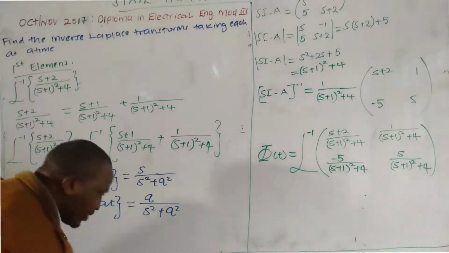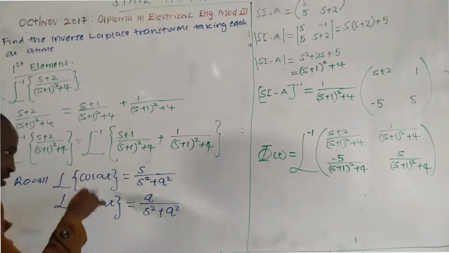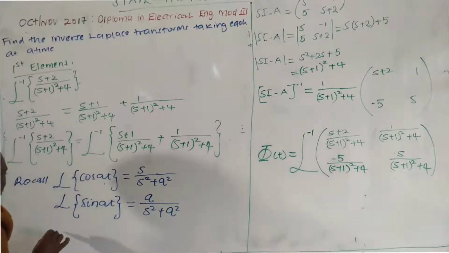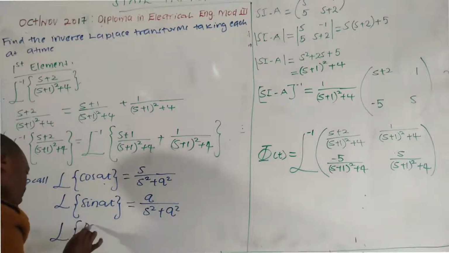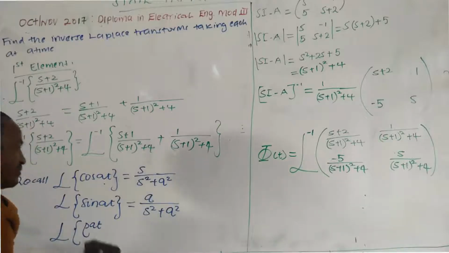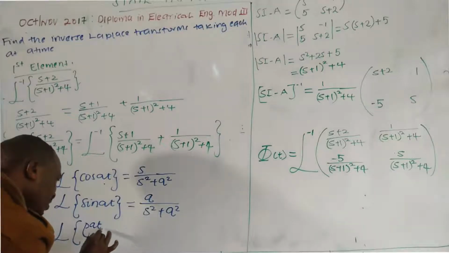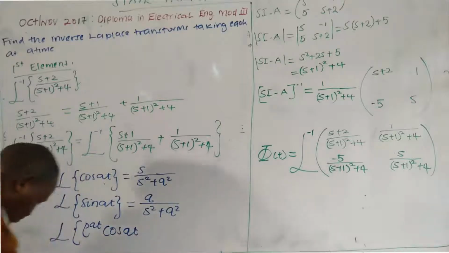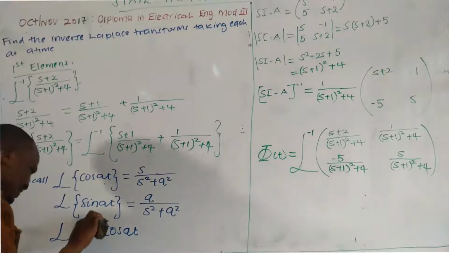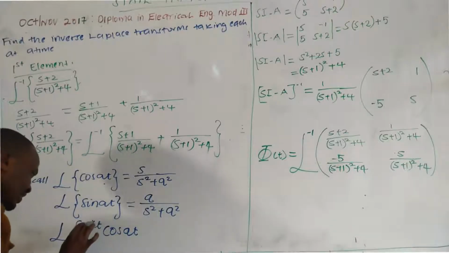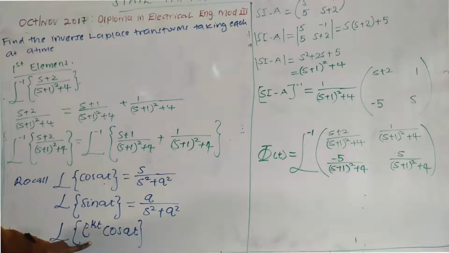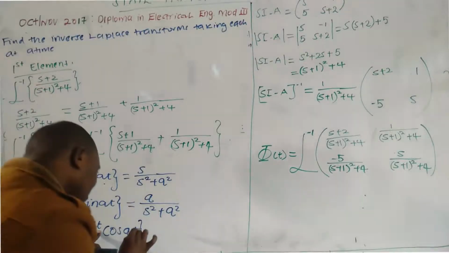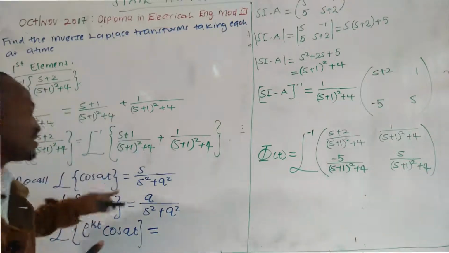Notice, if you apply the first shift theorem in any one of these, for example, let us apply it here. It is the Laplace transform of exponential at times cos at. To differentiate between the two a's, let me call this one k, let me not call it a. This is the first shift theorem. We are multiplied by exponential kt. It is the same result as this one.